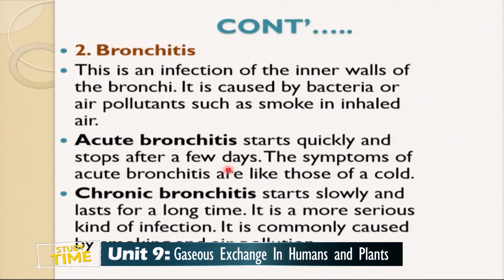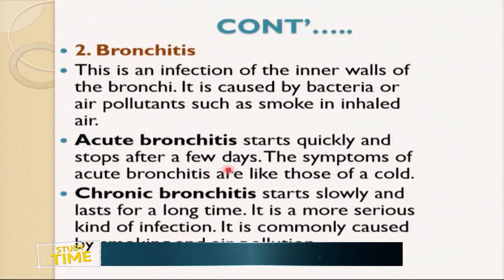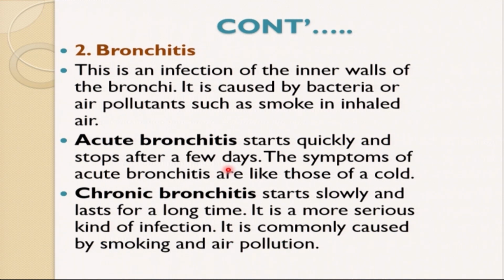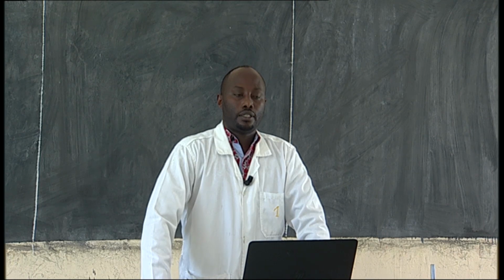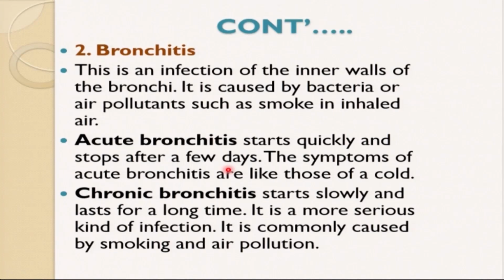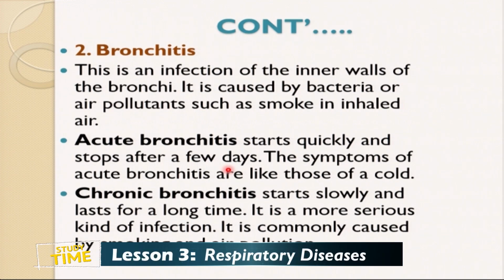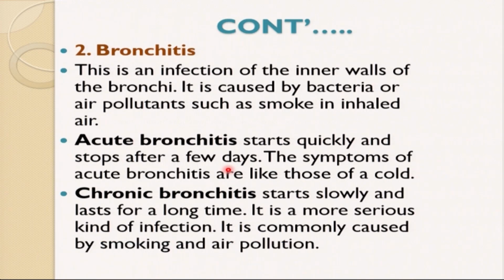We have two types of bronchitis: acute bronchitis and chronic bronchitis. Both are respiratory diseases. The acute bronchitis starts quickly and stops after a few days. The symptoms are like those of a cold, and you don't breathe properly. The chronic one starts slowly and lasts for a long time.